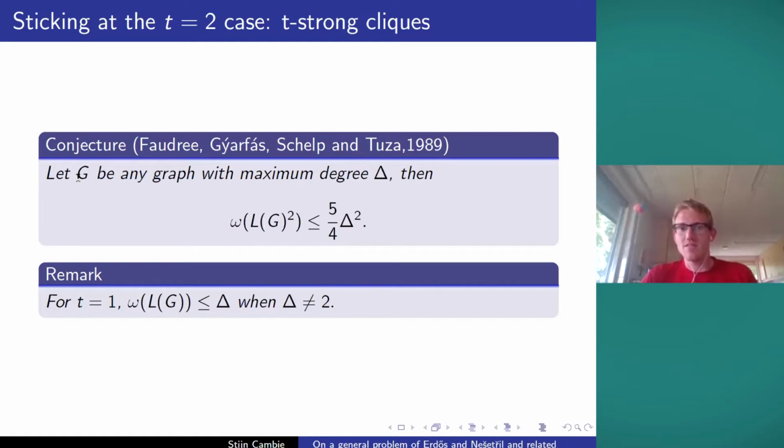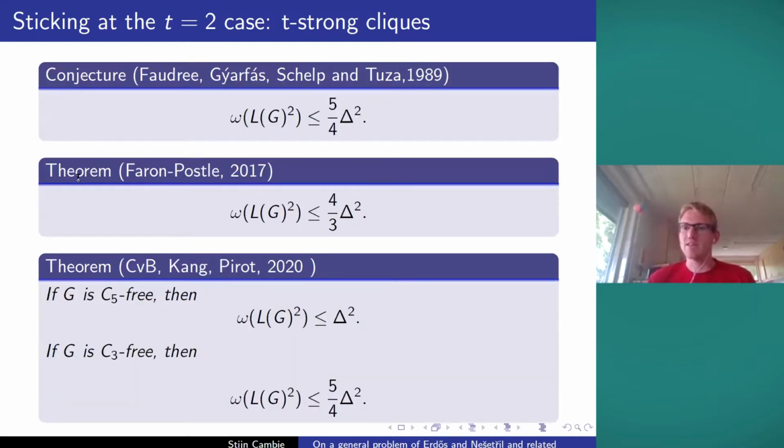And while the question of Erdős and Nešetřil for t equals 2 was solved already a few years after, the conjecture of Faudree, Gyárfás, Schelp, and Tuza is actually still open, or it's not proved, because the best bound known up to now is the one from Faron and Postle, which proves that it's at most 4/3 times delta squared. So there is still a gap of delta squared over 12, which is already a big challenge to improve. But there are a few cases in which it's known.